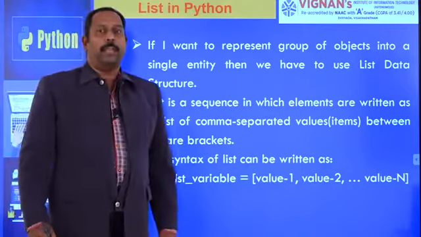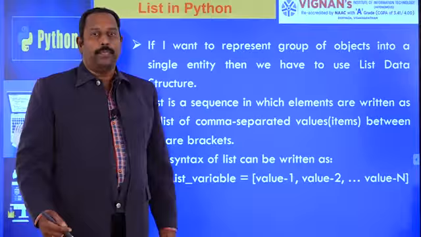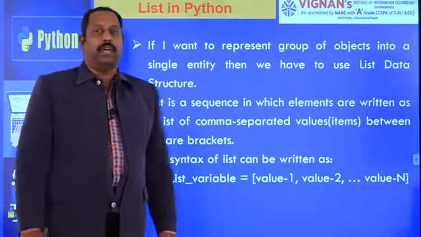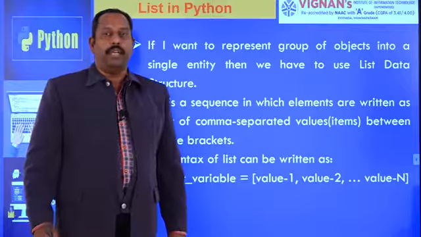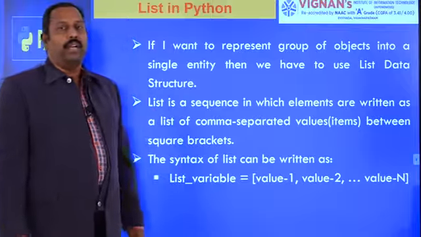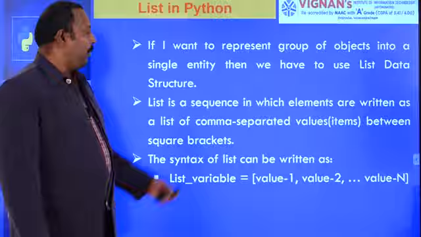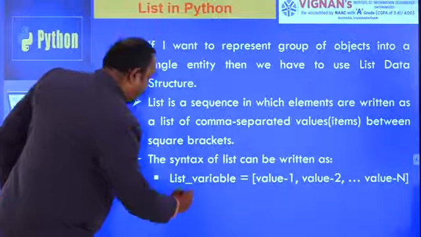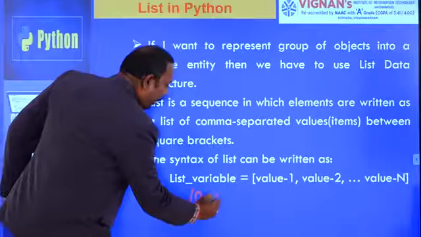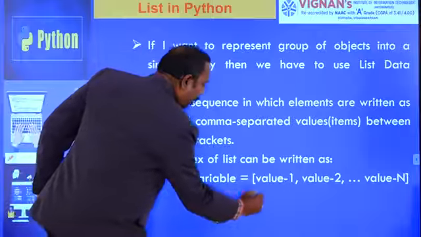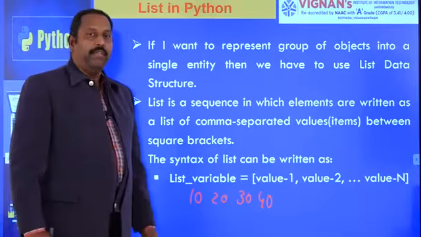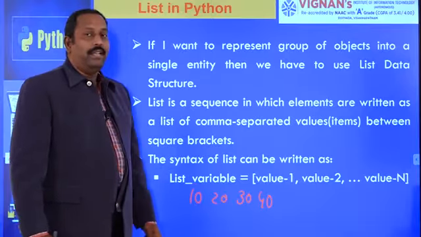Suppose you want to represent a group of objects as a single entity, then we have to go for the list data structure. Suppose I have the values 10, 20, 30, 40. I want to represent all these values as a group in a single entity, then we have to go for the list data structure.